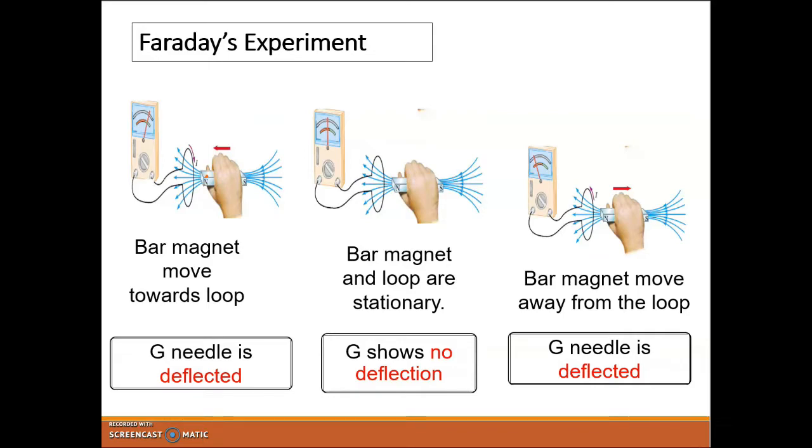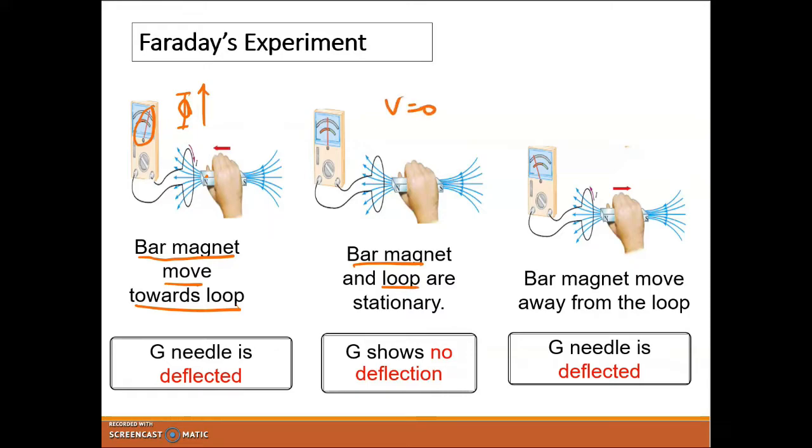Alright, so first we look at this picture. The bar magnet moves towards the loop. When the bar magnet is moved towards the loop, there is increasing of magnetic flux. Okay, the number of magnetic field lines that pass through an area is increased. That's why the galvanometer shows deflection. For this one, there is no relative motion between the bar magnet and the loop, so the V is stationary.